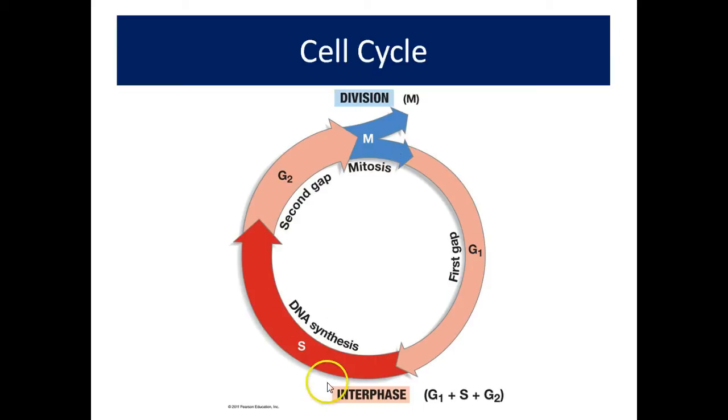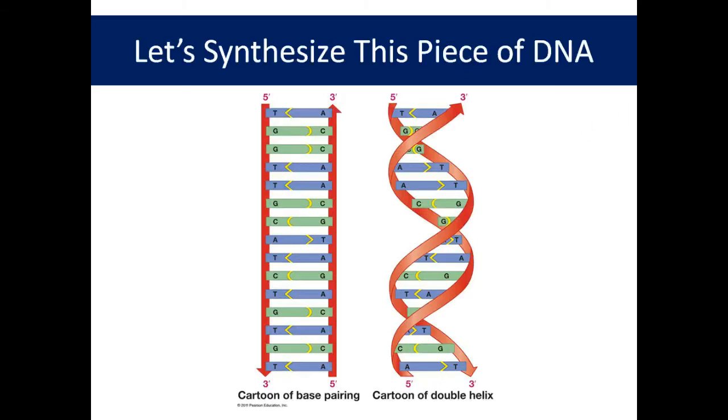So let's talk about what happens during synthesis. During synthesis, the 2 strands of DNA have to be separated from one another. And then new nitrogenous bases have to be linked to each of these separated strands of DNA to create 2 identical copies from one.